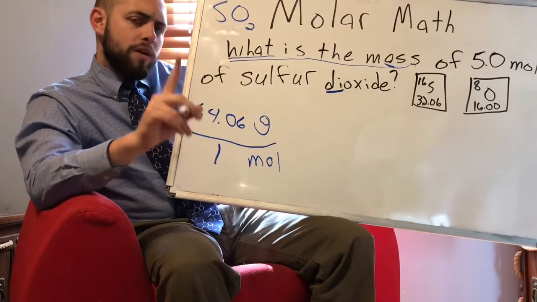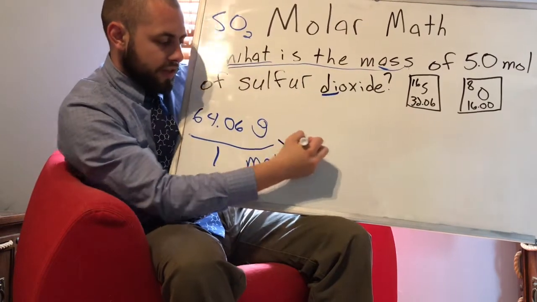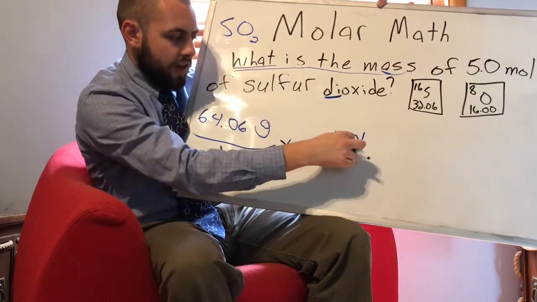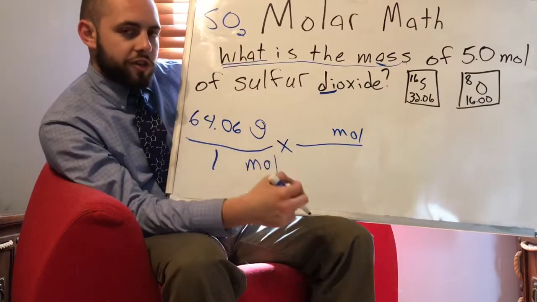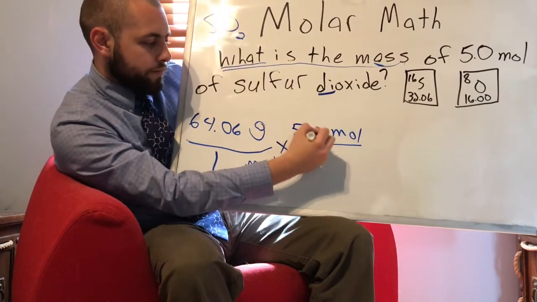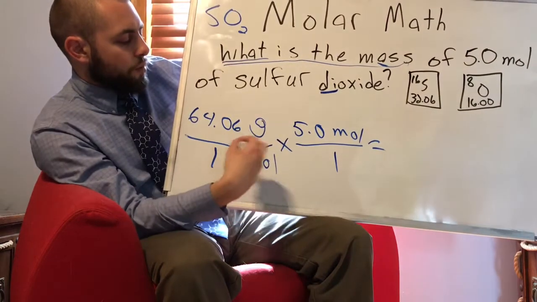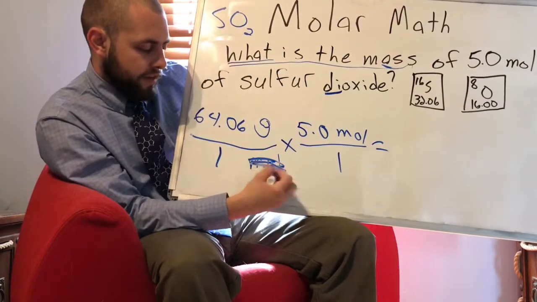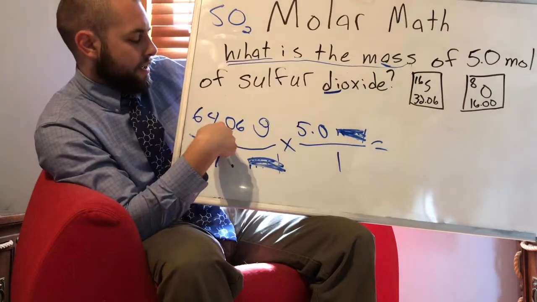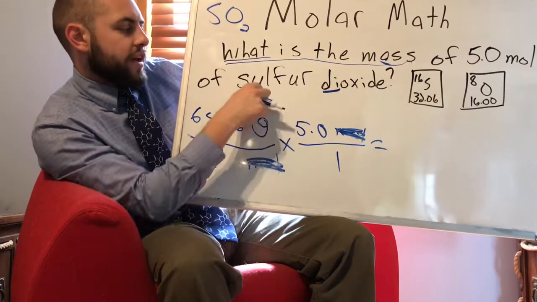But I don't just have 1 mole, I've got 5 moles. So just like last time, I'll take this unit and I'll carry it up. I'll search for something that has moles in it, and it's that 5 moles. So my work is going to look pretty much the same here. The only difference was finding the molar mass. Finding this number took a little bit more effort than just finding sulfur.